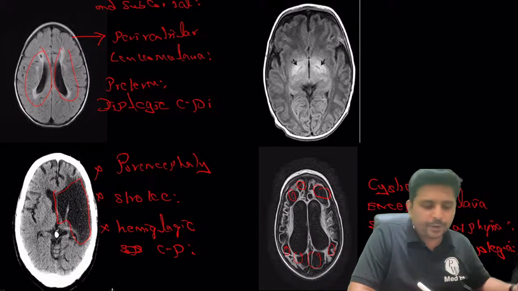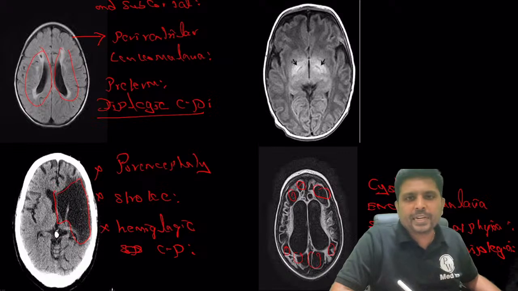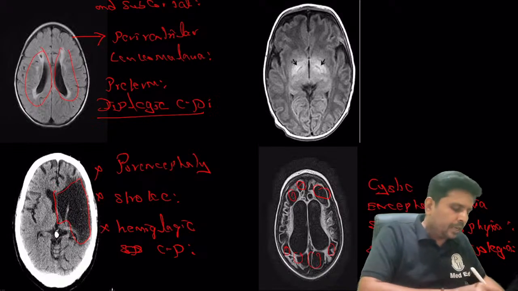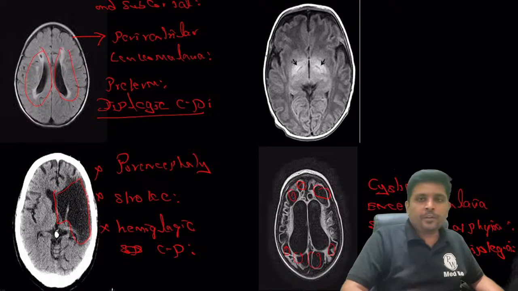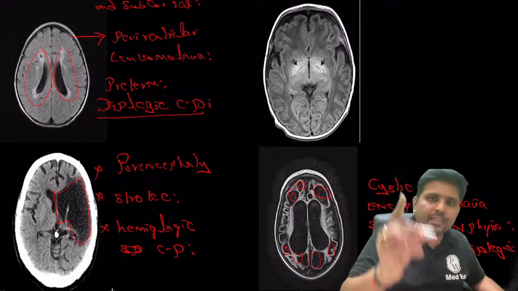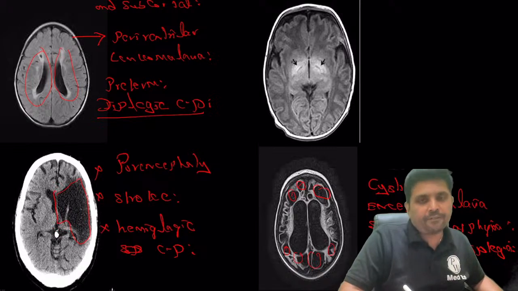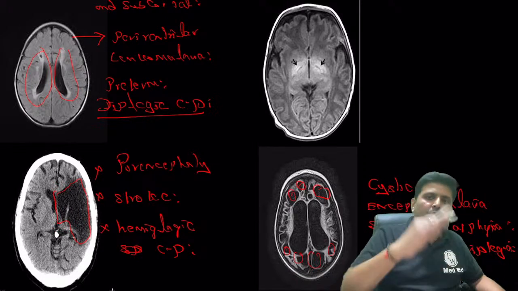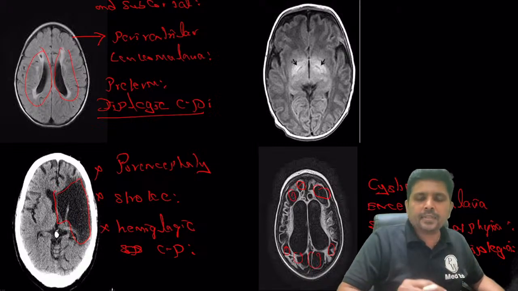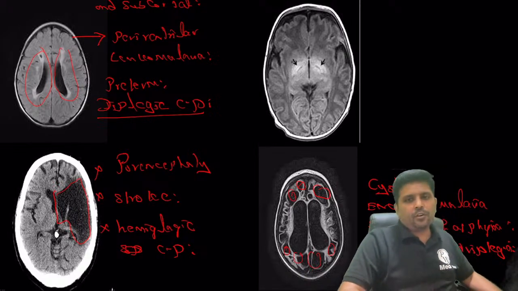So as I told you already, when you have a diplegic CP with preferential involvement of lower limbs, the underlying CT finding is periventricular leukomalacia. When you have a hemiplegic CP with increased spasticity, it is called porencephaly, which can occur as a sequela of stroke. Third, spastic quadriplegia. In the CT of cerebral palsy, you will find cystic encephalomalacia.